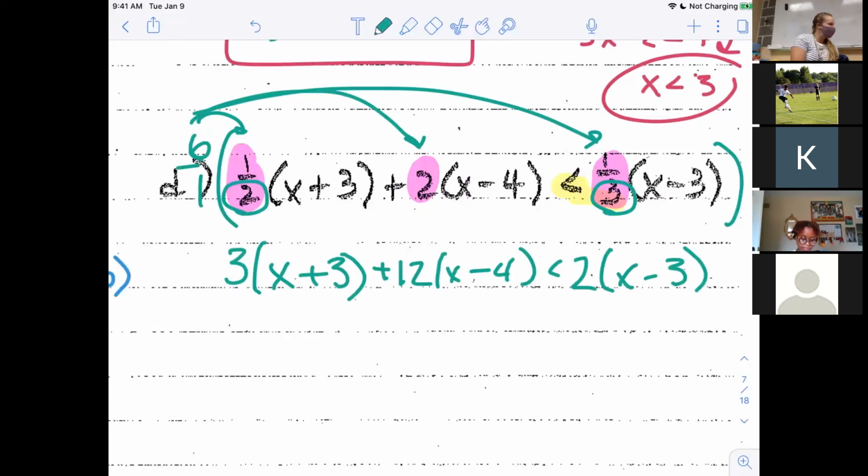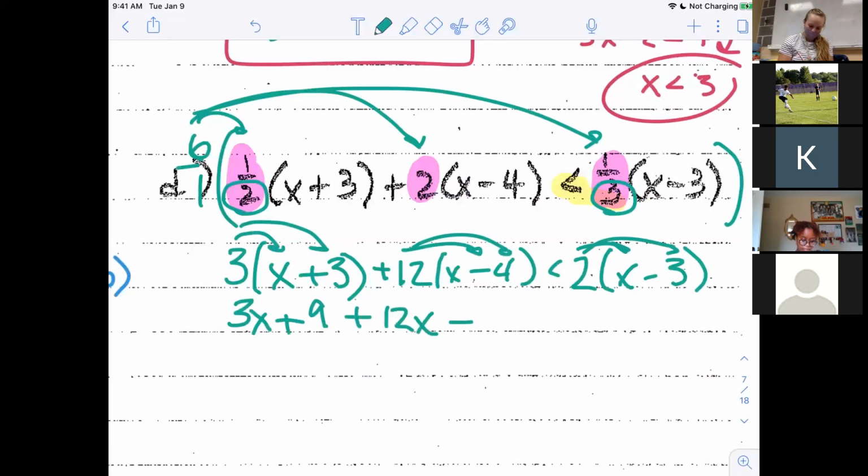The reason I don't put it in the parentheses is because I'm going to multiply what's on the outside. I'm multiplying all those pink coefficients inside the parentheses in a minute anyway, and I don't want to double multiply them by something. I can't multiply them by 6 and then by whatever else again. I only get to do it once, so that's why I just did it on the outside. Now I'm going to distribute that 3, that 12, and that 2. 3x plus 9 plus 12x minus 48 less than 2x minus 6.